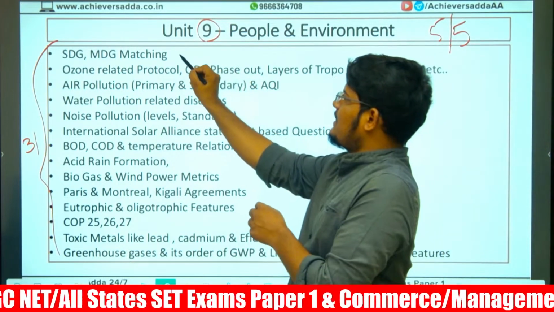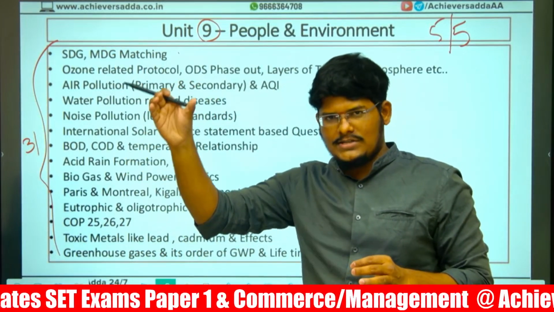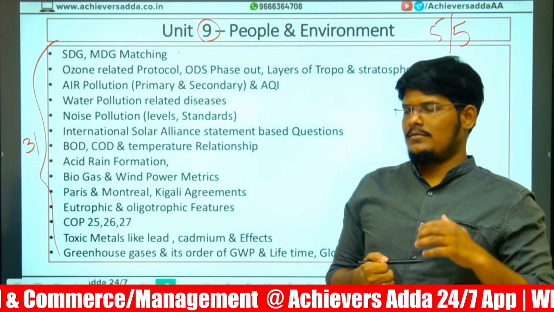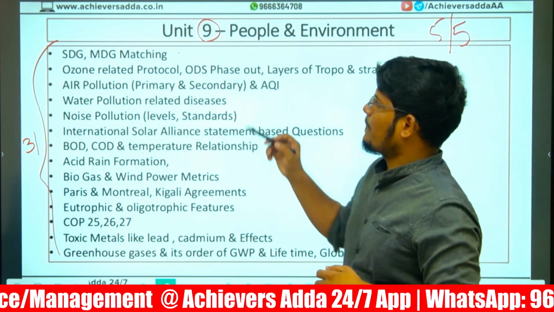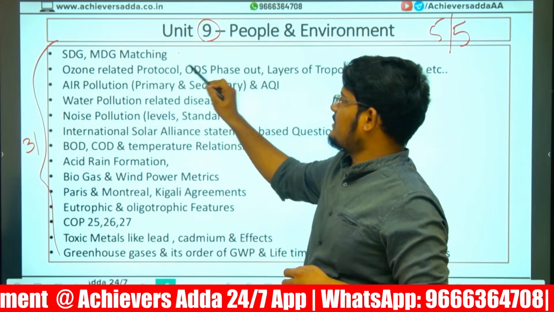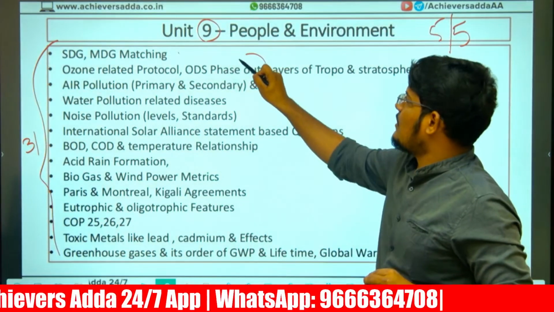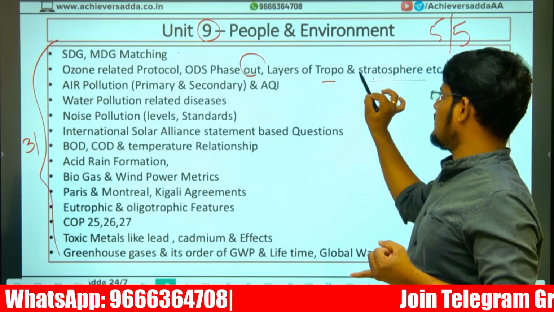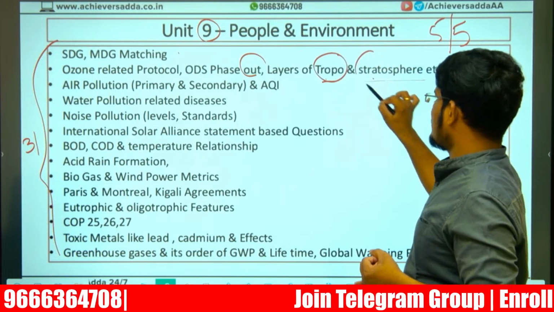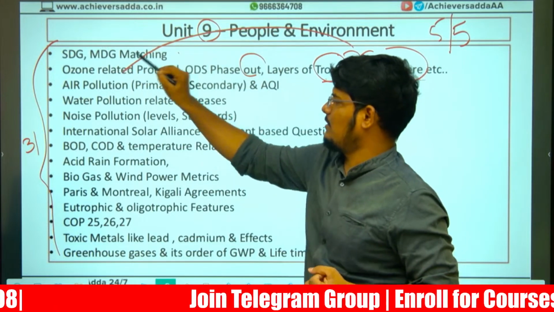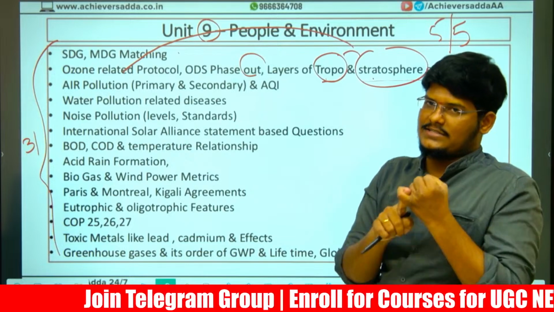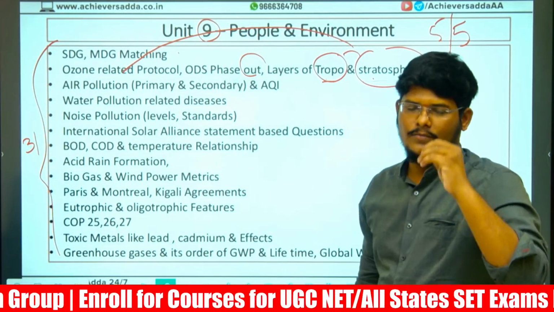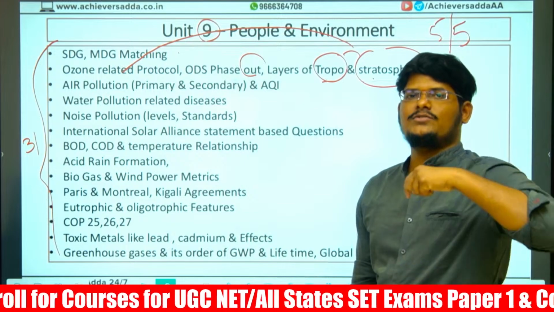So, first questioning area: SDG, MDG. SDG number of goals, time period; MDG number of goals, time period; targets and indicators. Ozone related protocols: ozone depleting substances, phase out, layers of troposphere and stratosphere. The ozone layer is between the troposphere and stratosphere. Troposphere is bad ozone, stratosphere is good ozone. Related to that, ozone depleting substances, Montreal Protocol, Vienna Convention, and which are phasing out and which are phasing down. Kyoto Protocol is phased down, Montreal Protocol is to phase out.